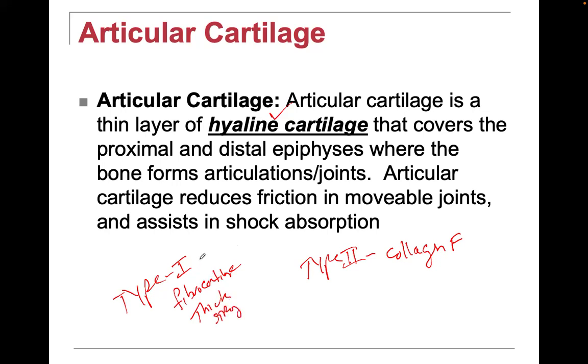And when you think of that, we think discs, intervertebral discs. We think the menisci of the knee. Type 2, these are thinner, not as strong, but thinner, which is why they break down and they're involved with degenerative joint disease or osteoarthritis.